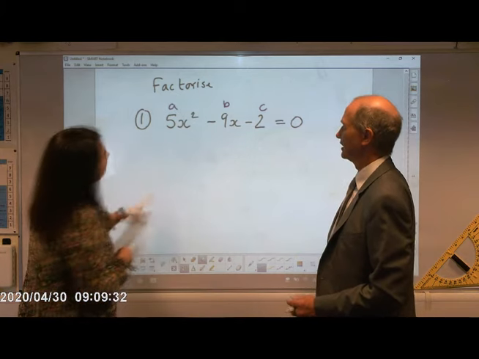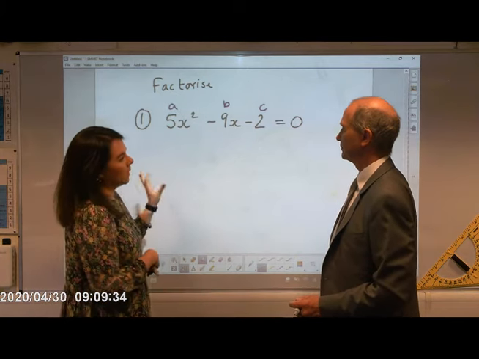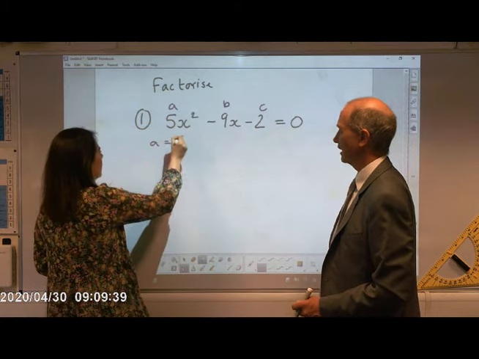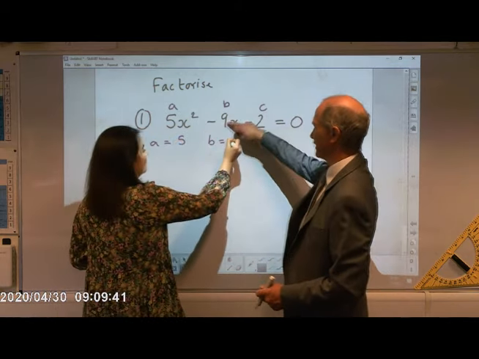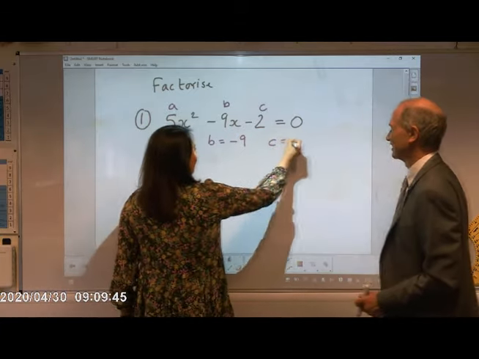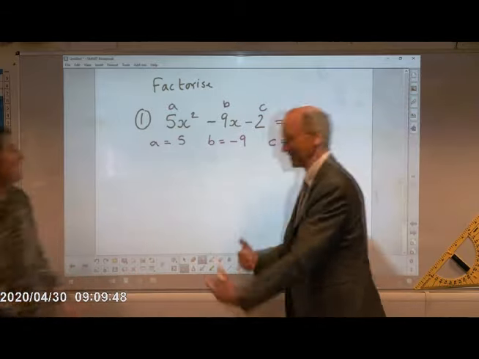You need to label your coefficients A, B, and C. And you might even want to write them out. I would definitely write them down because sometimes people think that's 9.